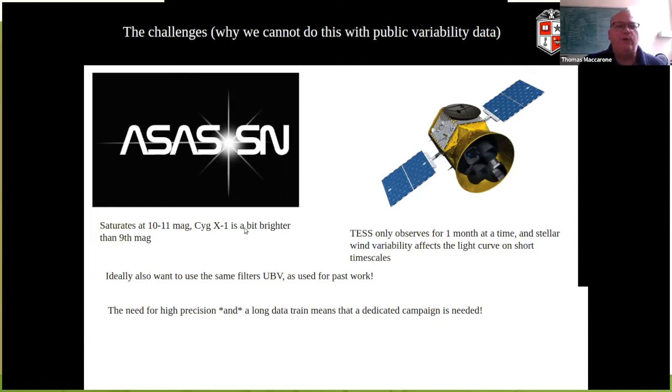Okay, so what else do we want to do? We will ideally also want to use the same filters as in the past work. So UBV. ASAS-SN works in Sloan filters, and TESS is basically a white light filter. So the combination of the need for high precision and a very long data train, and the preference for using U, B, and V rather than these other filters means that we really want to make a dedicated campaign to try to figure out what's going on with Cygnus X-1 in modern times. So it's been 25 years since the old data were taken, and that's long enough that the ephemeris should have changed, and that gives us a good opportunity here.